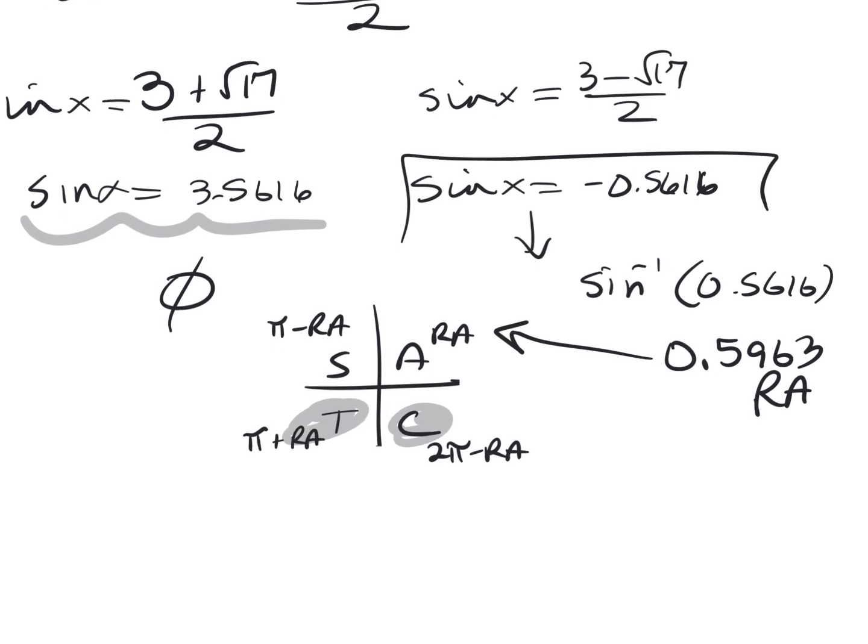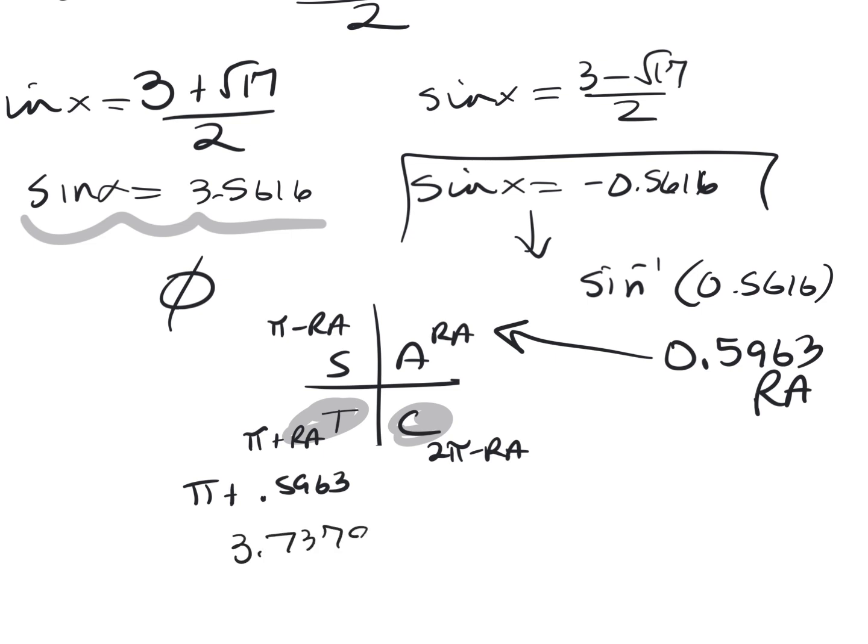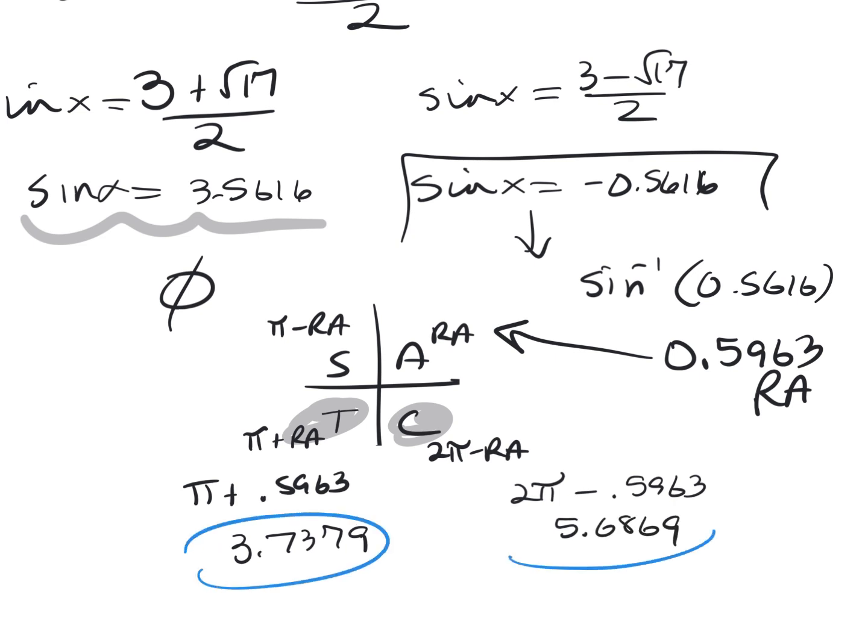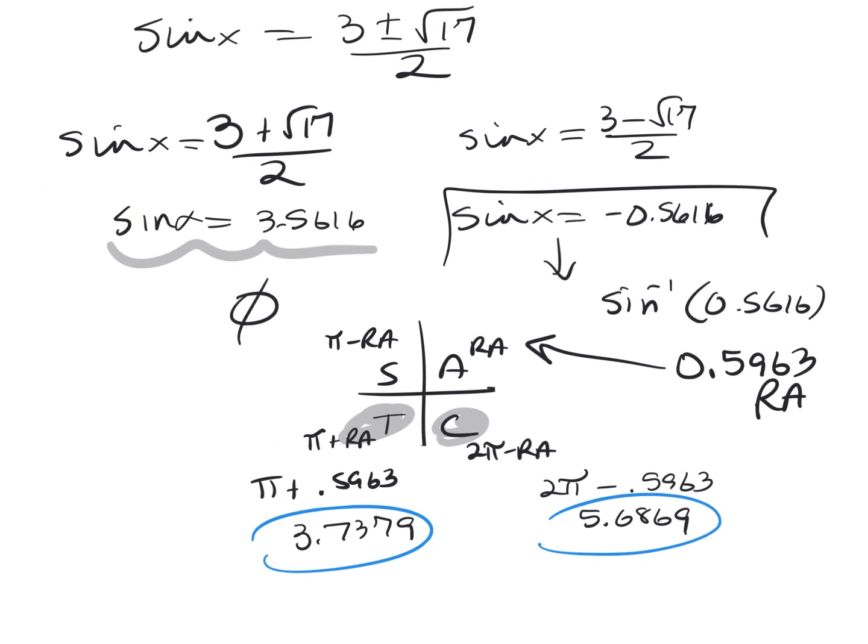So then what I would need to do is pi plus 0.5963, and I will get 3.7379. 2 pi minus the 0.5963, and that'll give me 5.6869. So these would be your two answers, because the first one, the 3 plus the square root of 17 divided by 2, would give me a number that's out of the range. Your calculator must be in radians when you do this.